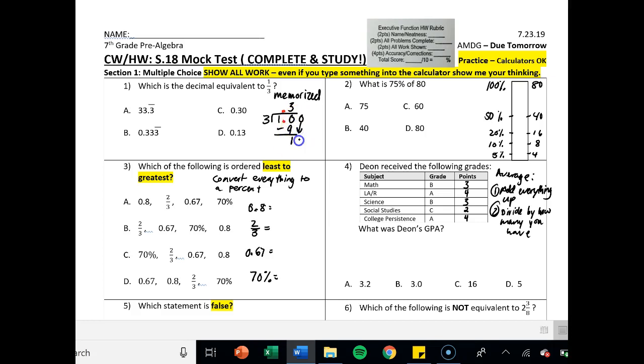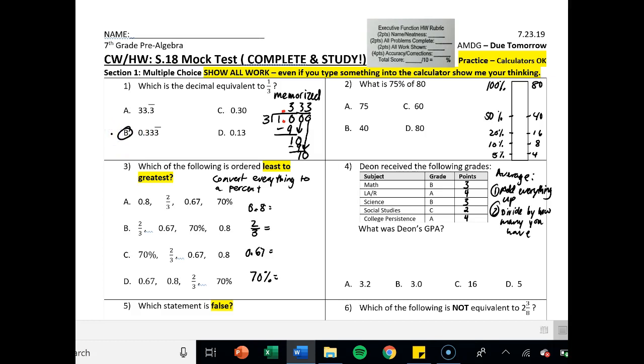Put down another 0. Bring it on down. 3 goes into 10 3 more times. Put down 9. 1 left over. Another 0. And you'll notice we'll just continue to get 1 left over. So 0.333 repeated, or 0.333.